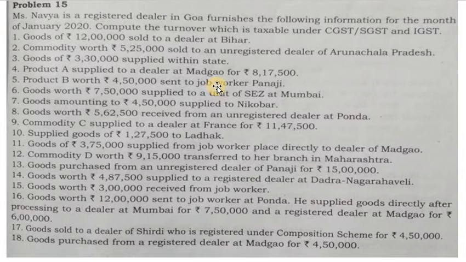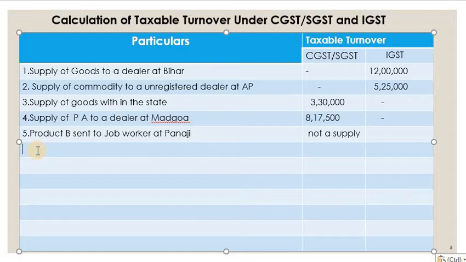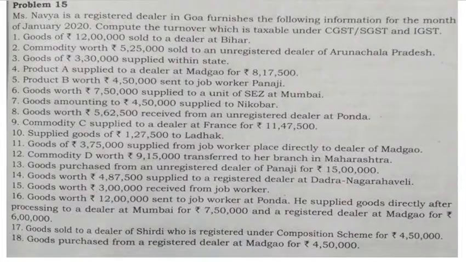So here supply is made to a job worker to process the goods, and after processing the goods, the job worker will send back the goods to the dealer who has sent the goods to him for processing. So this is not a complete sale, this is not a complete supply, so that's why it is not a supply. Let's write here: product B sent to job worker at Panaji. So it is not a supply since it is sent to a job worker. Let's go to the next one.